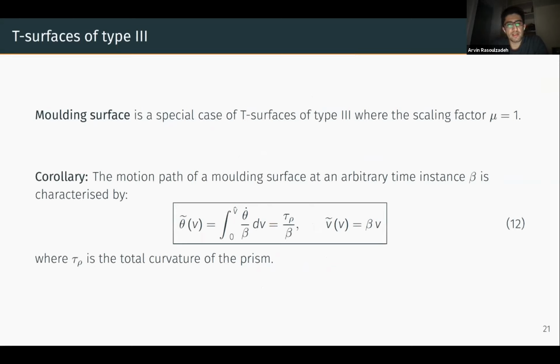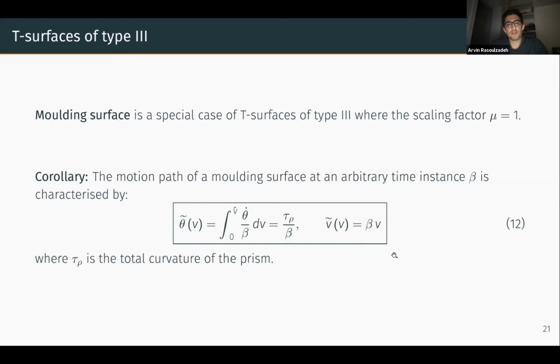One of the special classes of these kinds of T-surfaces, which also appear in industry a lot, is called the molding surfaces. So that's why I give them another slide. If we simplify the equations for theta tilt and V tilt, we see that those complex equations will just fall into a simple case, which is boxed here.